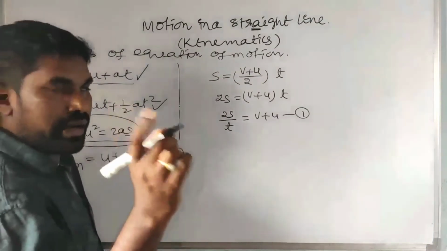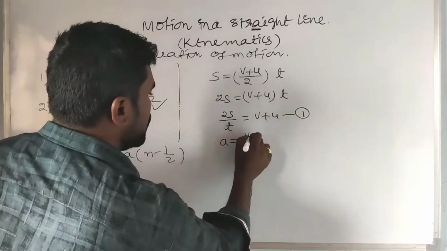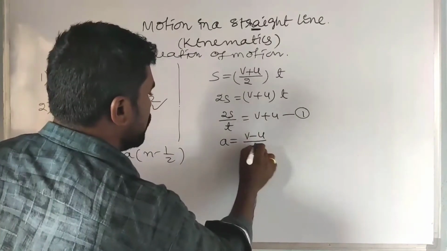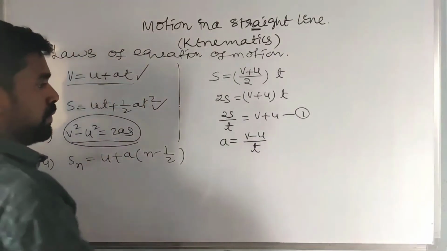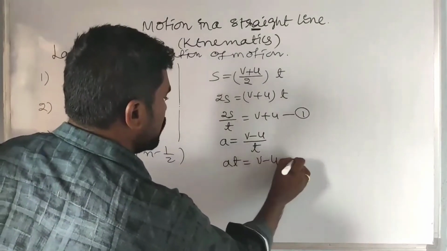And similarly you can write that the acceleration of the body, A, is equal to change in velocity, that is (V minus U) by time, the rate of change of velocity. So AT is equal to V minus U. This is equation 2.